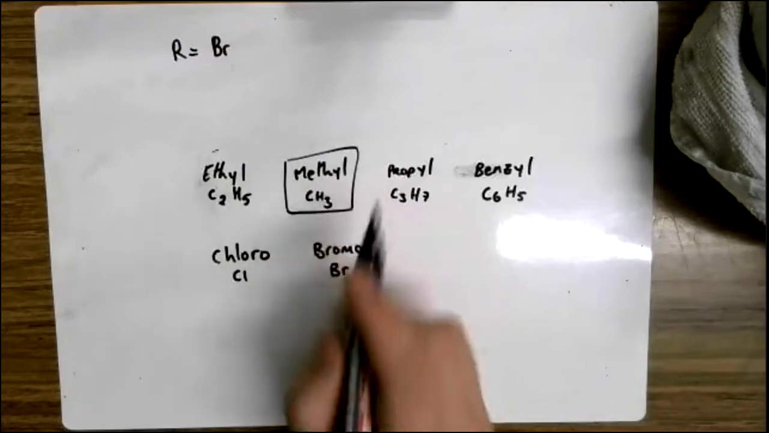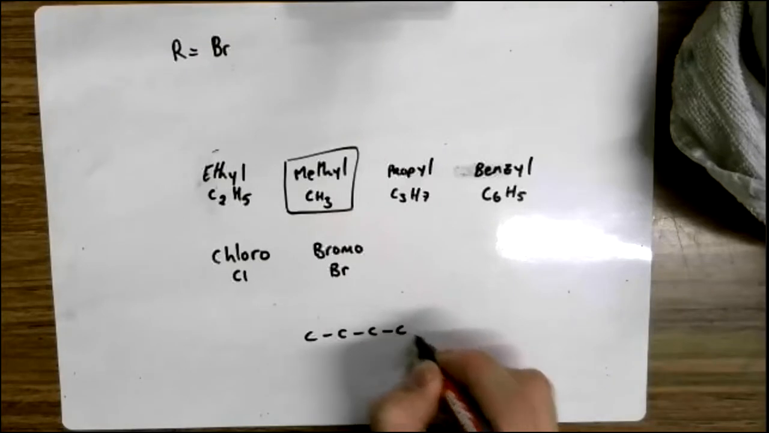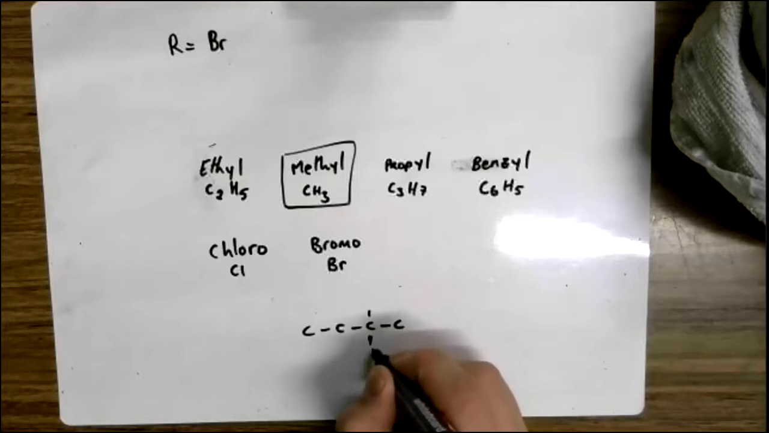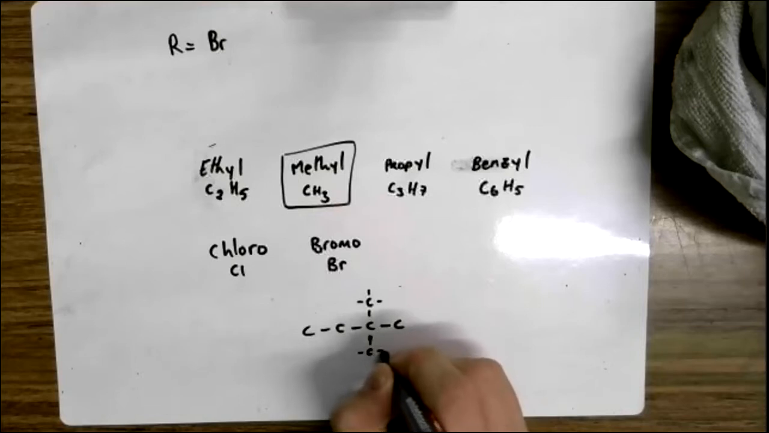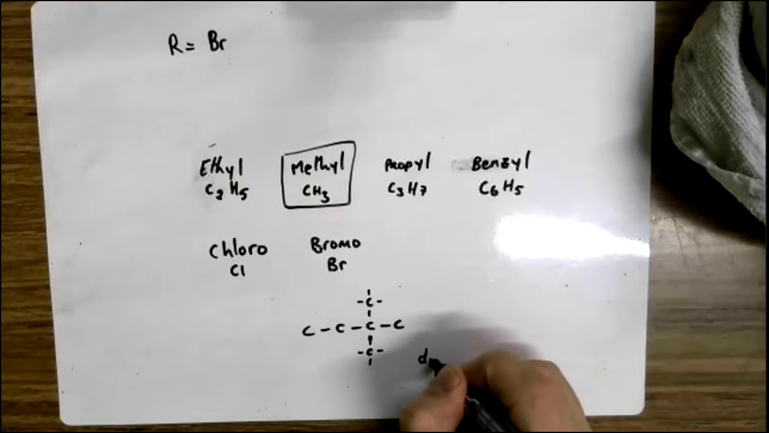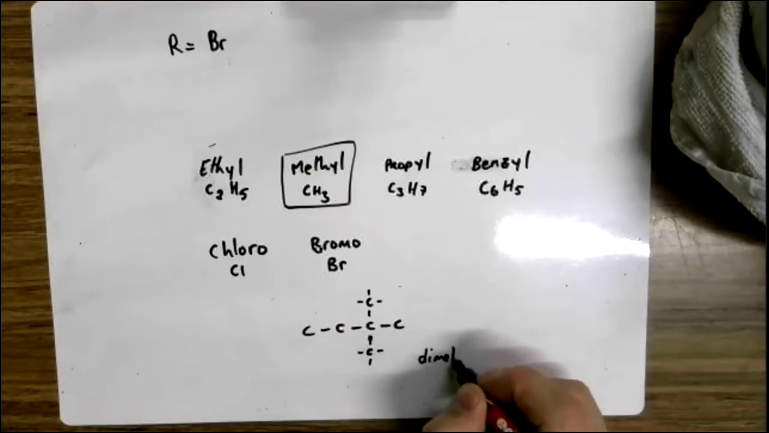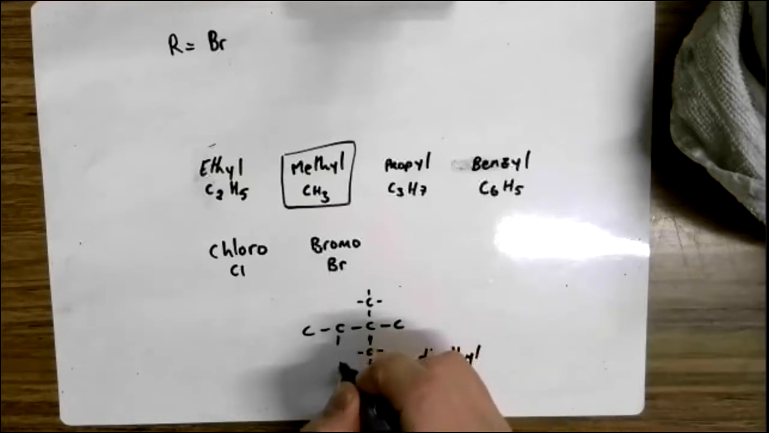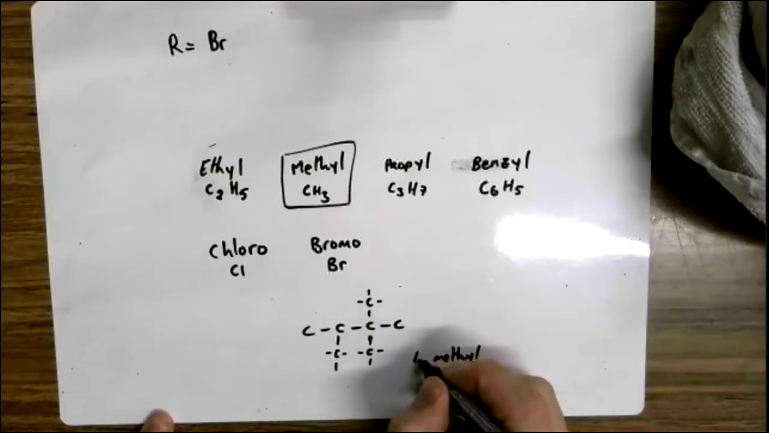So imagine we've got a carbon chain like this, 4 carbons, and on this carbon we've got 2 of those groups. We've got 2 methyl groups. We would signify this by writing di. Di means 2 of them, so dimethyl. What if we had a third one like that? Then we would have trimethyl.